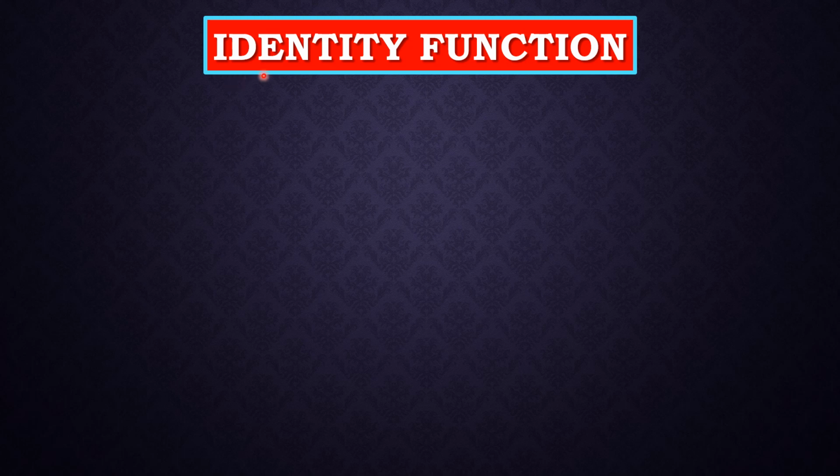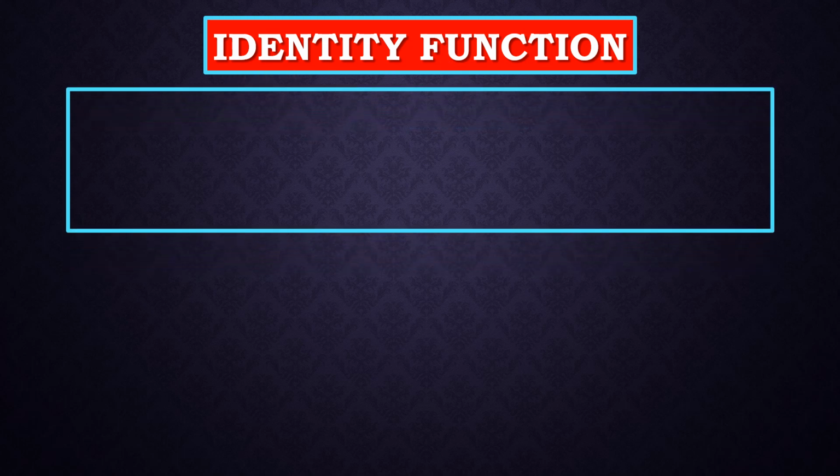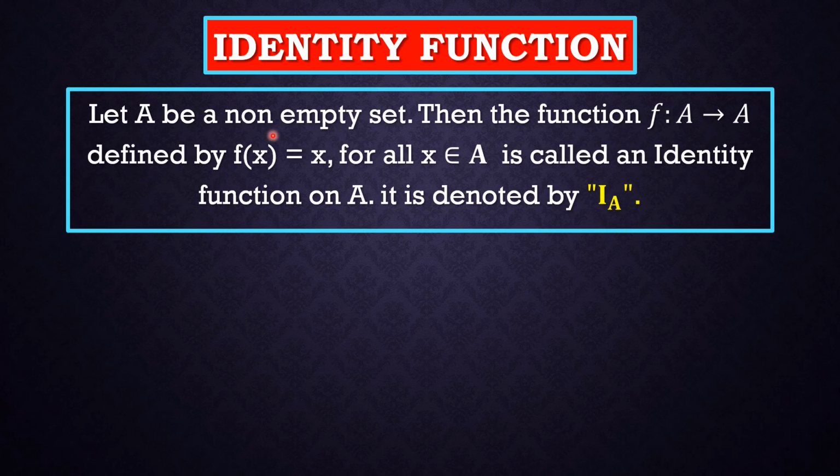Now the next definition is identity function. Let us see the definition. Let A be a non-empty set. Then the function f, mapping from A to A, defined by f of x equals x for all x belonging to A, is called an identity function on A, and symbolically it is denoted by I_A.